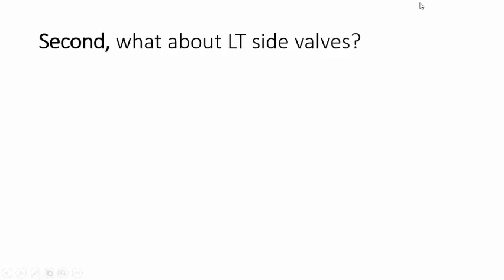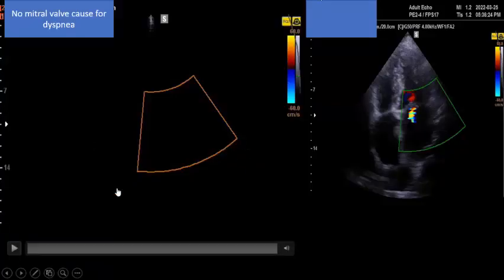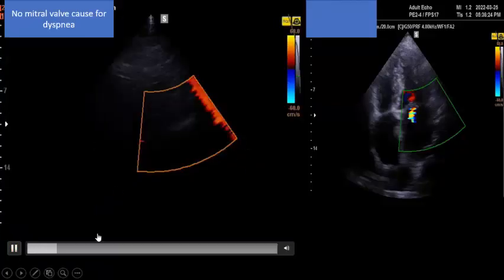Second, what about the left-sided valve? You can see the left ventricle contracting very well, but the patient has acute pulmonary edema. It could be due to an acute left-sided valve lesion, so you need to exclude a left-sided valve lesion before excluding the left ventricle as a cause. We look at the mitral valve.